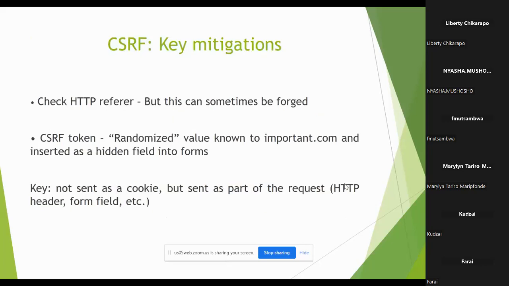Key mitigations: check the HTTP referer, but this can sometimes be forged. A CSRF token is a randomized value known to important.com and inserted as a hidden field into forms. The token is not sent as a cookie, but sent as part of the request, in an HTTP header or form field.